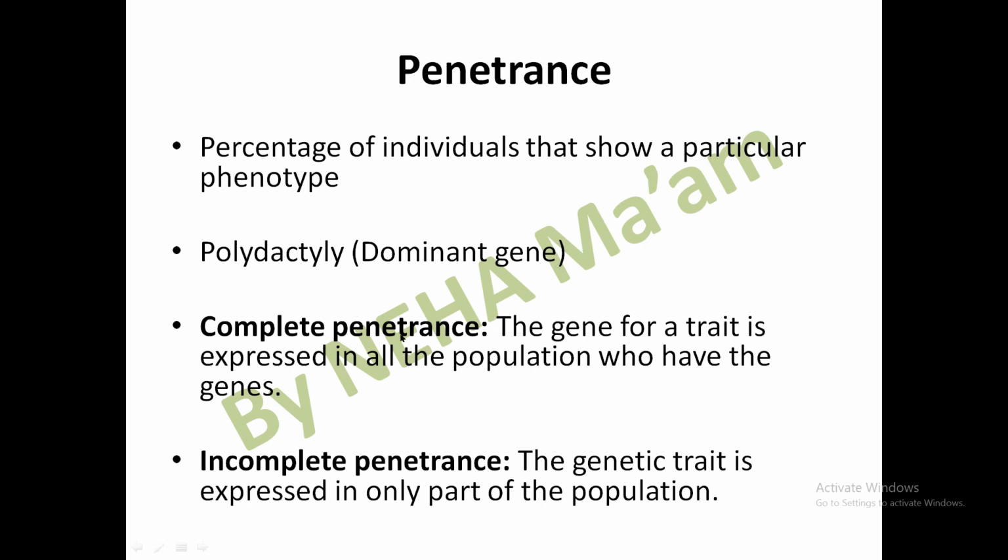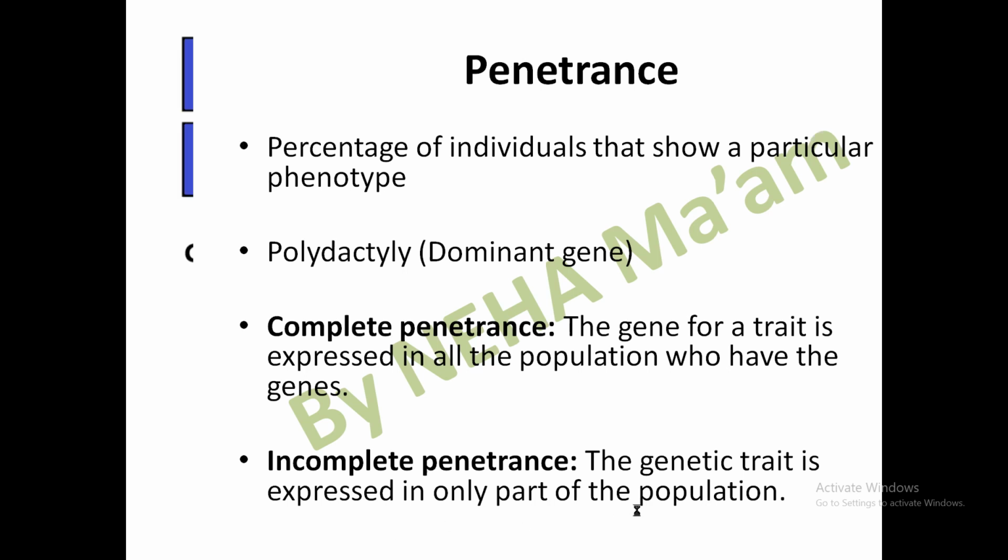Now penetrance can be subdivided into two categories. First is complete penetrance and another one is incomplete penetrance. So complete penetrance is when the gene is capable of expressing in all the individuals of a population who have those genes. Okay, so complete penetrance is when the gene is expressing in all the individuals of the population, but incomplete penetrance is when the gene is not able to express in certain individuals of the population, or you can say that the genetic trait is only expressing in a part of the population.